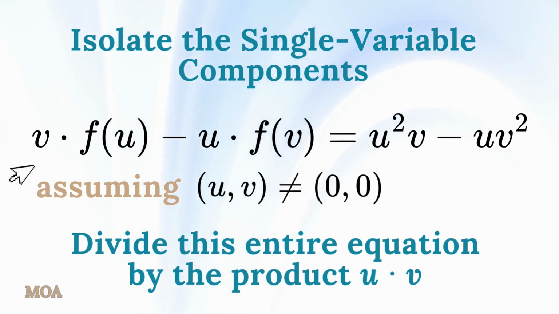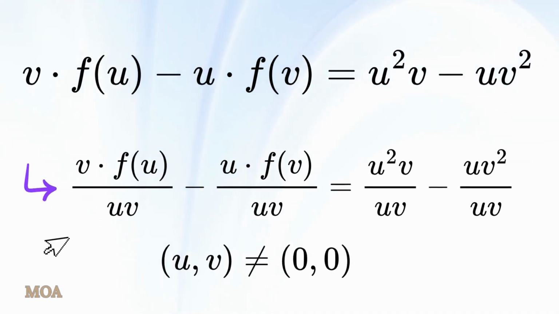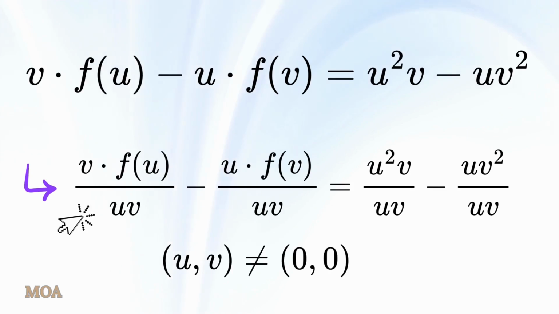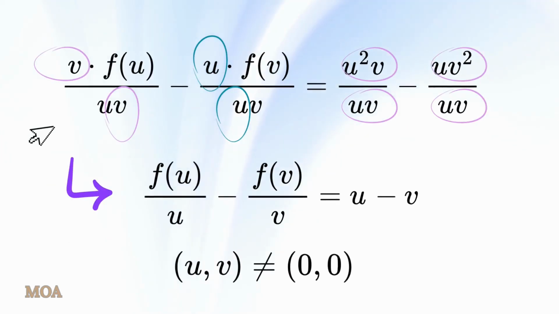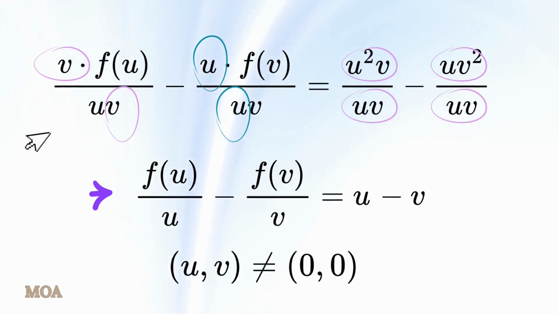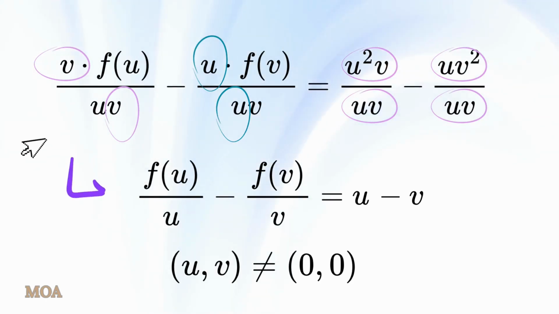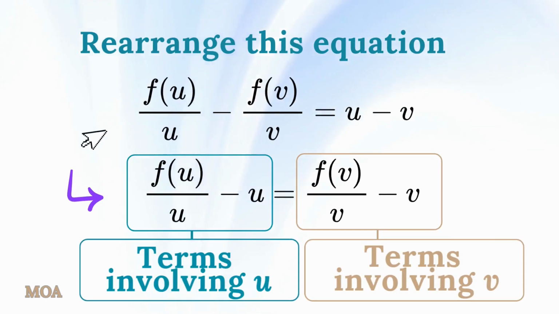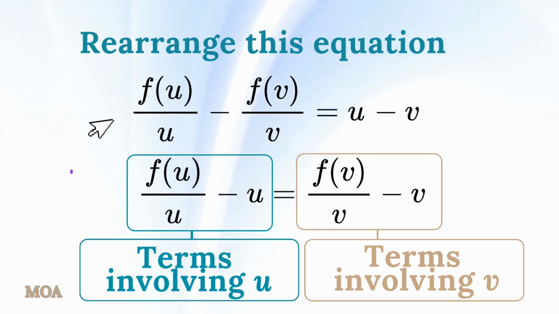This leads us to write v times f of u divided by u times v, minus u times f of v, all divided by u times v, equals u squared times v divided by u times v, minus u times v squared, all divided by u times v. On the left-hand side, in the first term, v cancels out. Likewise, in the second term, u cancels out, while on the right side, uv cancels out, leaving the following equation: f of u over u minus f of v over v equals u minus v.